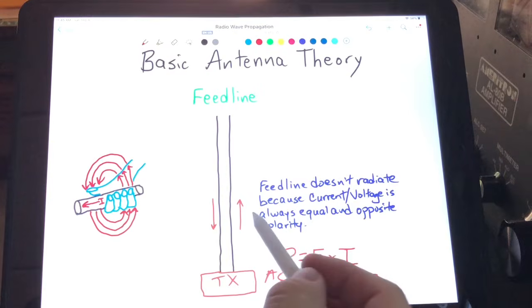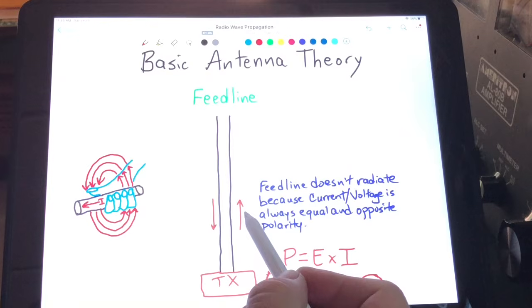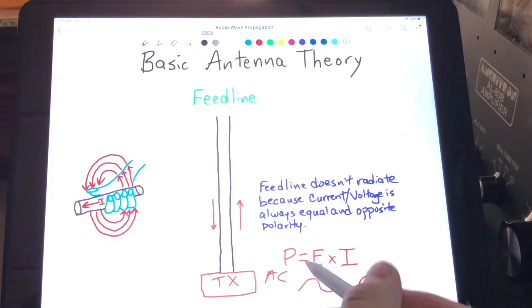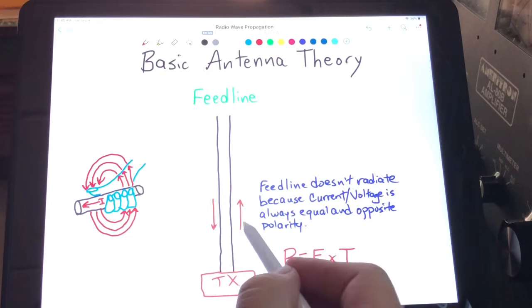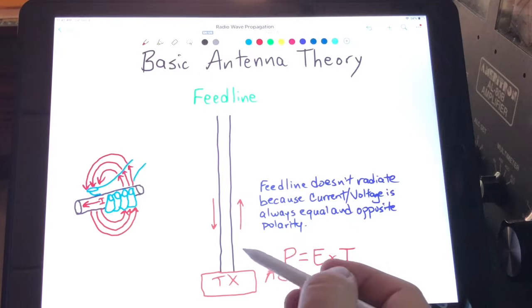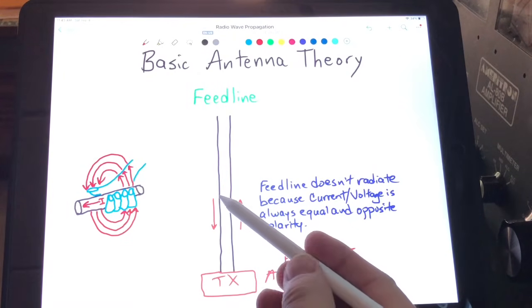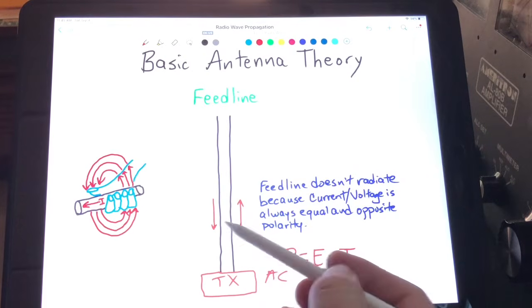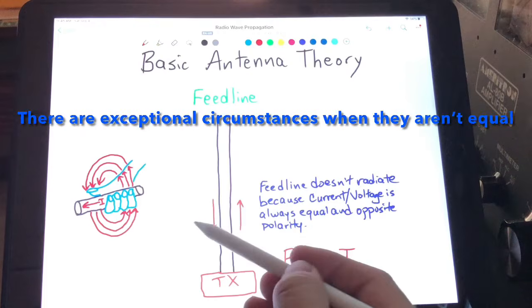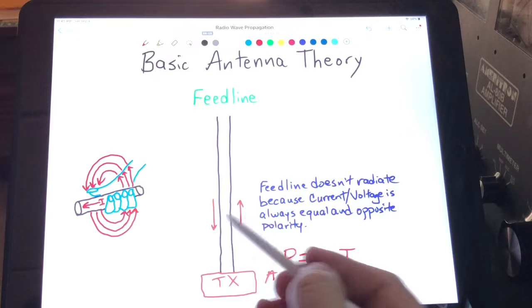All right, but why does the coax, ladder line, whatever you're using, not radiate our signal like the antenna will? It's because as this alternating current is alternating, for example, just look here. This arrow represents the direction of the electron flow on this conductor. That represents the electron flow direction on that conductor. They're always equal and opposite in current and in voltage. So they cancel one another out.